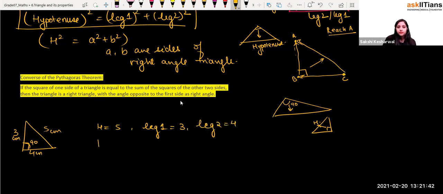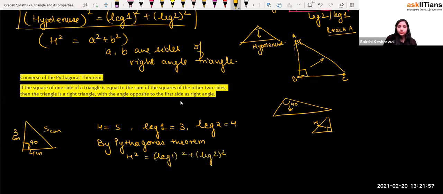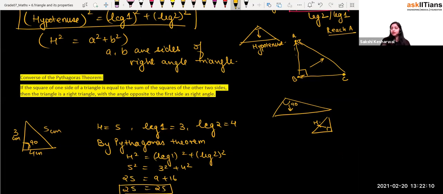So what does the Pythagoras theorem say? By Pythagoras theorem, hypotenuse square is equal to leg 1 square plus leg 2 square. So can I say that 5 square is equal to 3 square plus 4 square? 5 square means 5 into 5, that's 25, equal to 9 plus 16. So 25 is equal to 25. So only these three numbers qualify. If you take any other numbers, is it satisfied? No.